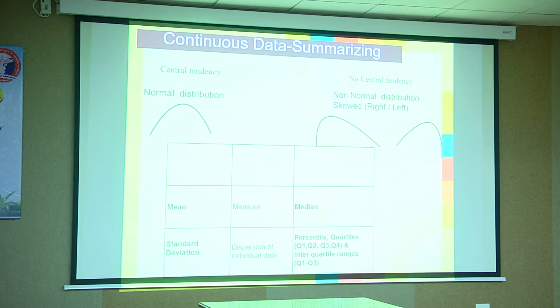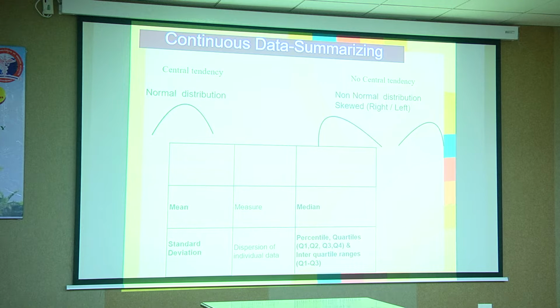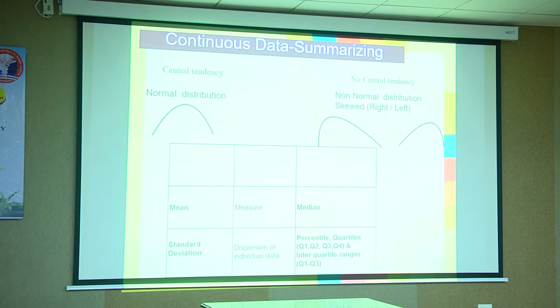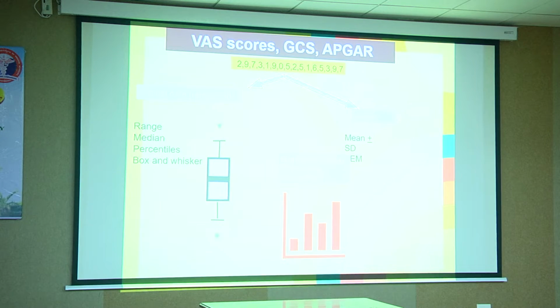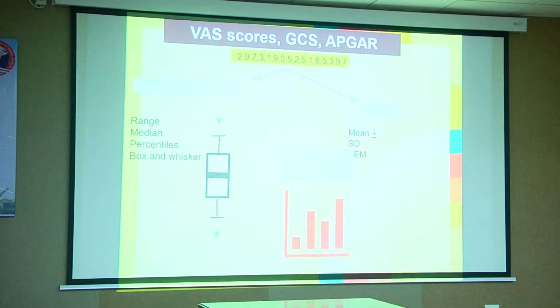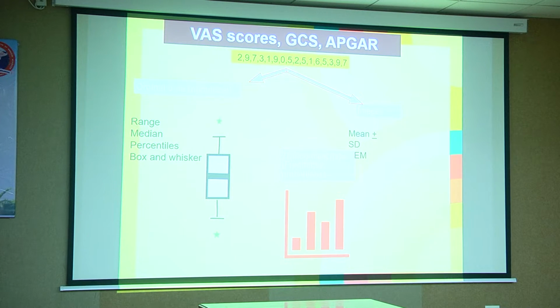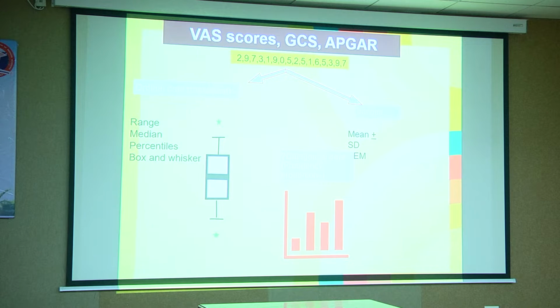So how will you present it? As a conclusion, how will you present? In case of normal distribution, you will present the mean and standard deviation. Now take the VAS score, GCS, APGAR score. This is one controversial topic. How will you present this data? It can be presented as ordinal data or as integer data.